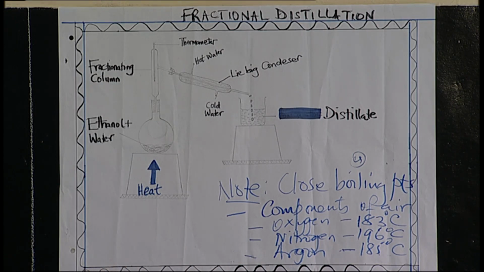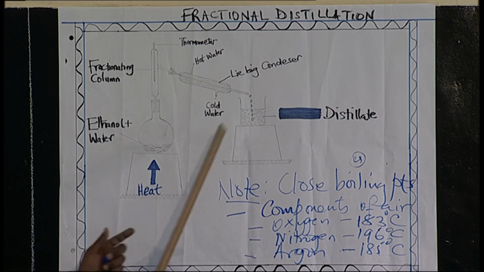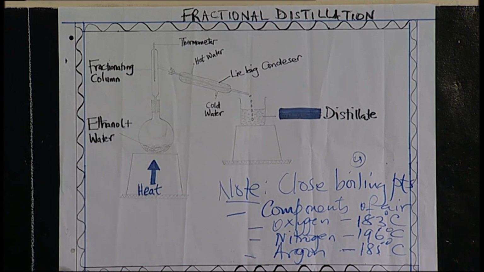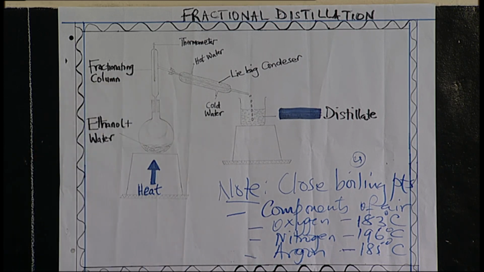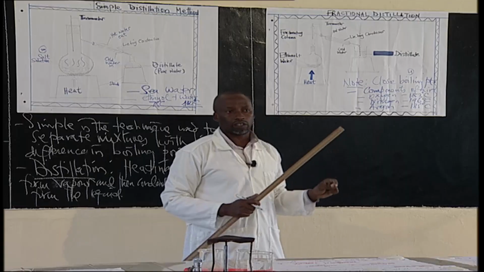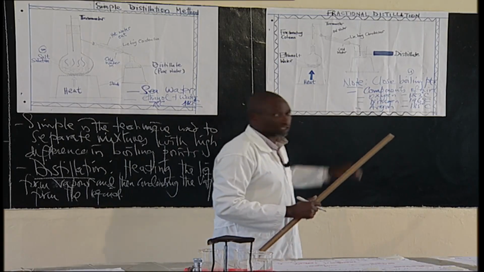The fractionating column is the one that fractions these substances so that we can be able to collect these substances here in form of fractions. So that's why it is called a fractionating column with a thermometer, because you remember we said that this depends on the boiling point of these substances.